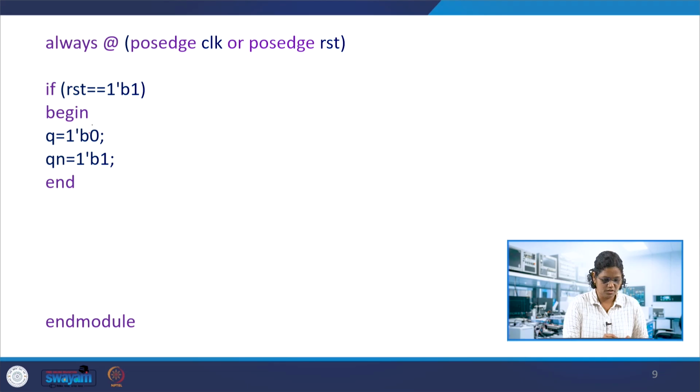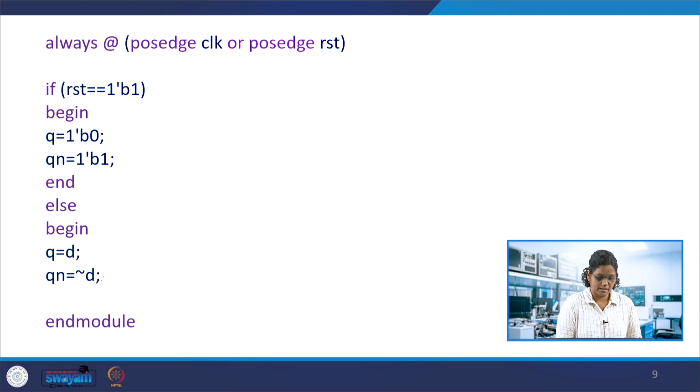So if reset is 1, then make Q 0 and Qn 1. Else if reset is not 1, that is 0, then go to the begin. D is copied to Q, and D tilde is copied to Qn. Okay, so then end. So the priority is given to reset. You can see that this is the priority.